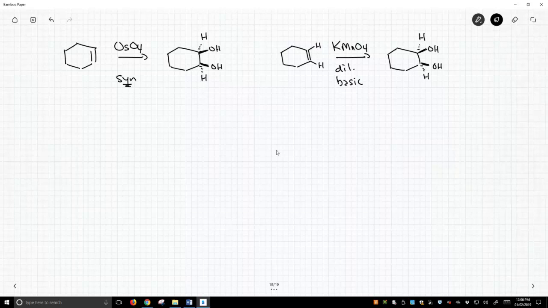Okay, so these aren't oxidative cleavages because we haven't actually broken the pi and sigma bond. We've just done an oxidation to the alkene. What else do we have?